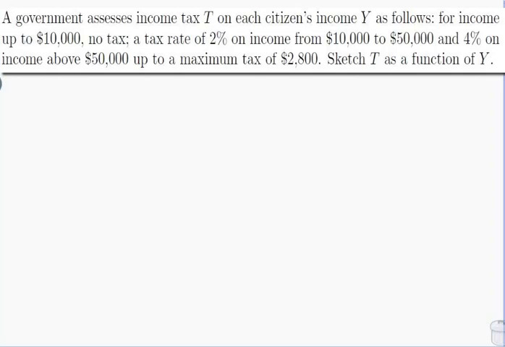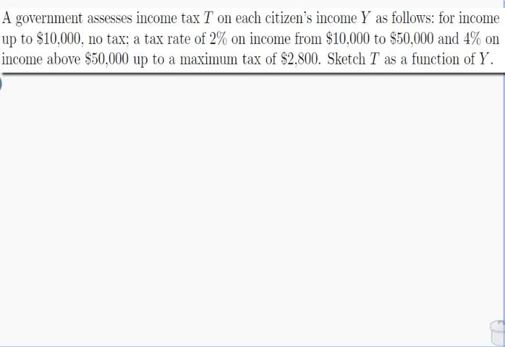The question is: a government assesses income tax T on each citizen's income Y as follows. For income up to $10,000, no tax; a tax rate of 2% on income from $10,000 to $50,000; and 4% tax on income above $50,000, up to a maximum tax of $2,800. Sketch T as a function of Y.